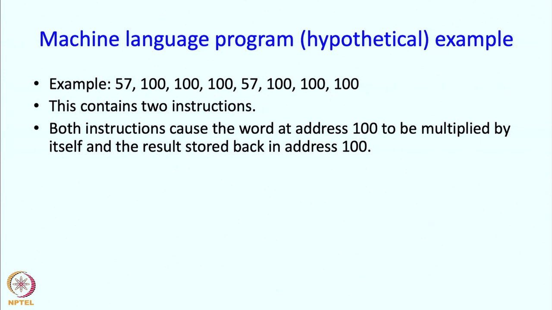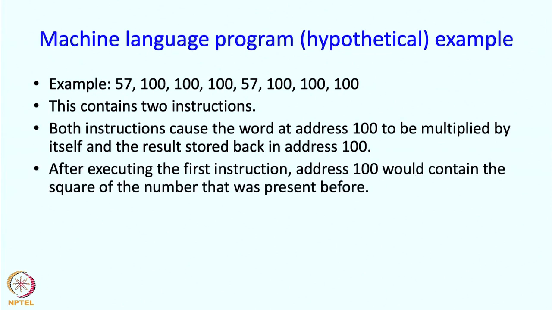Both instructions will cause the word at address 100 to be multiplied by itself, because the first word as well as the second word, the second address, is the same. And in fact, the destination is also the same. So the word in address 100 will be multiplied with itself and stored in 100. So after one instruction is executed, the address 100 would contain the square of the number that was present before.